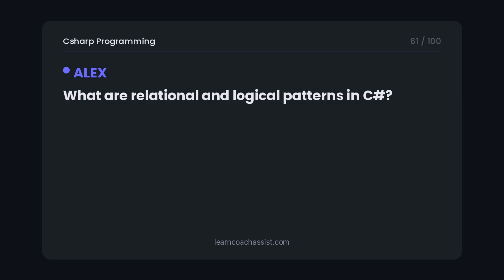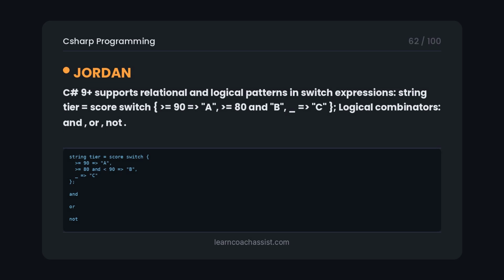What are relational and logical patterns in C#? C# 9+ supports relational and logical patterns in switch expressions. string tier = score switch { >= 90 => "A", >= 80 and < 90 => "B", _ => "C" }. Logical combinators: and, or, not.